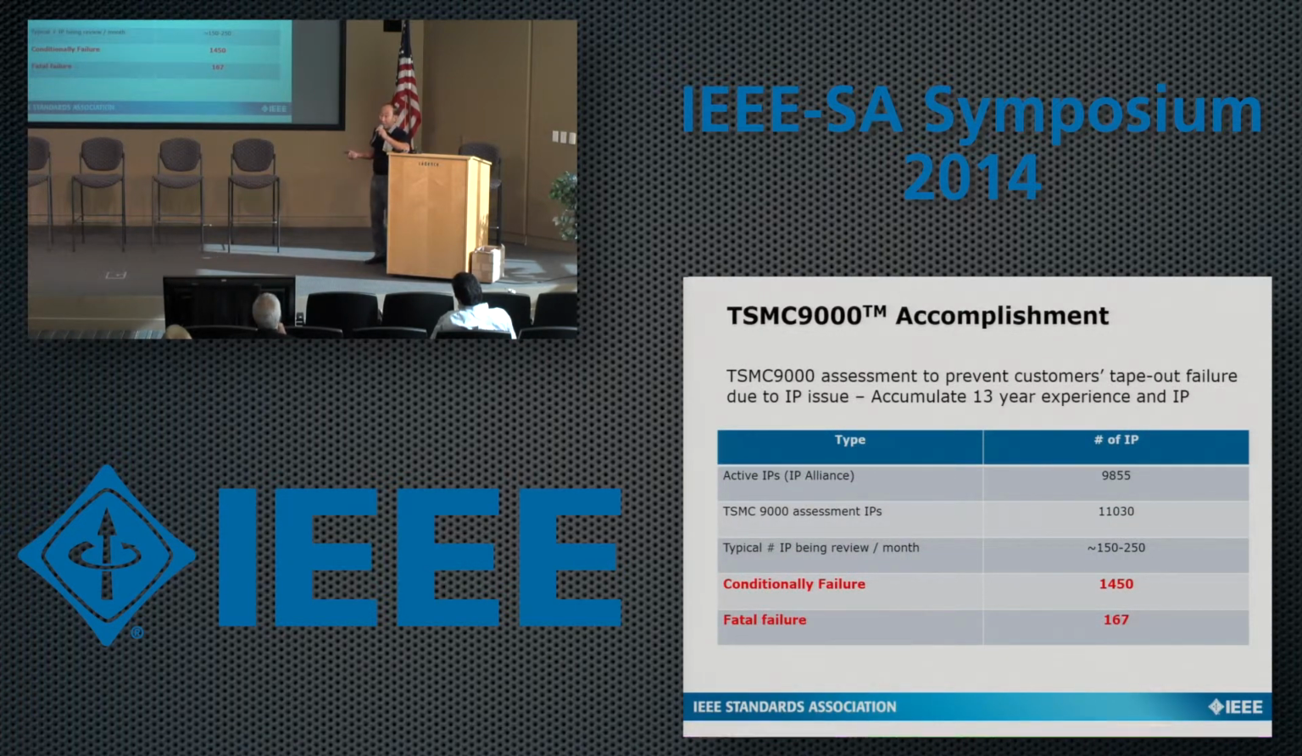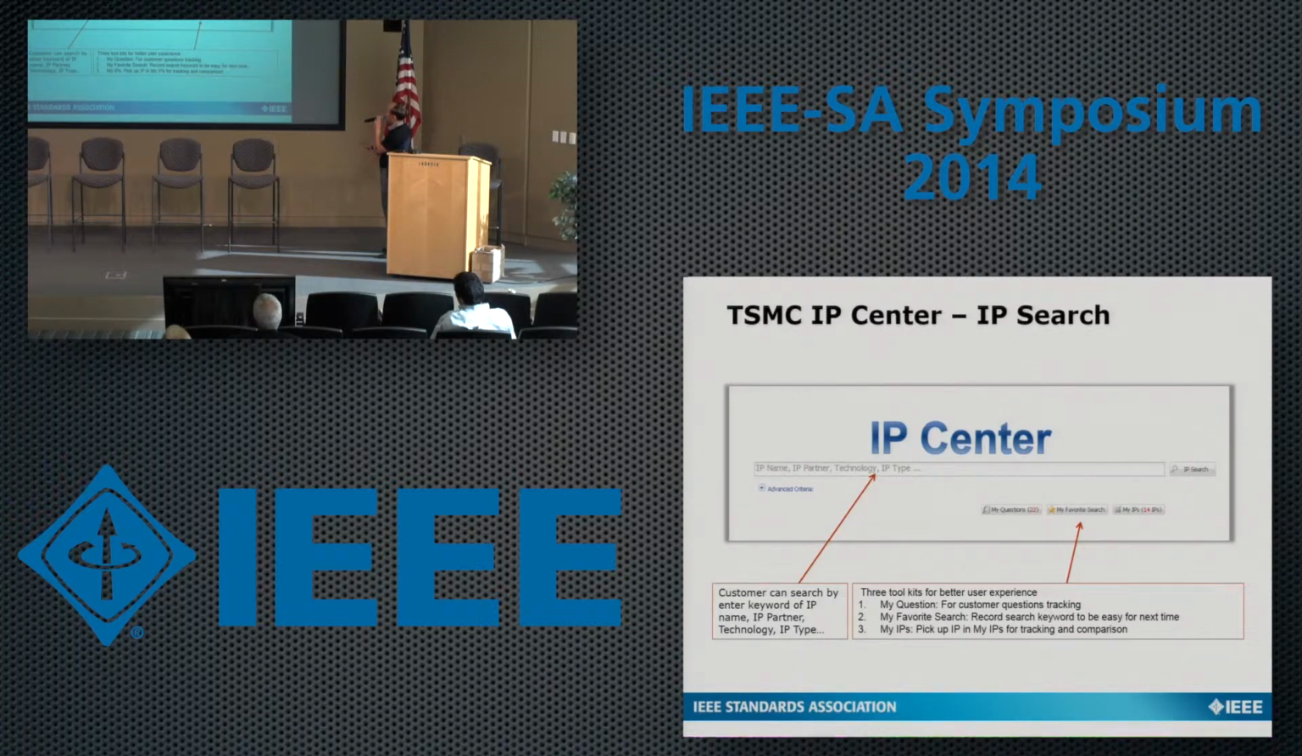What's the benefit of all of this? After 13 years of doing this, this is the number of active IP that's still in the system, 9,800. And over time, these are the ones that we assess through TSMC 9000, about 11,000 IP. Typical IP review per month is about 150 to 250. And in the last 13 years, we discovered 1,450 conditional failures and fatal failures, about 167. So that's good for the customer, right? Because you want to discover all this early and fix it before it actually gets used by the customer.